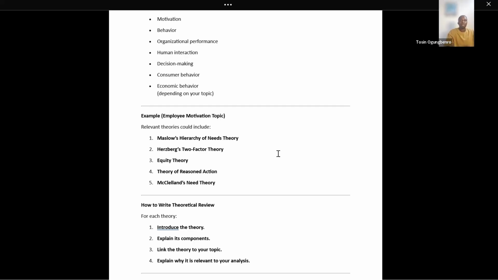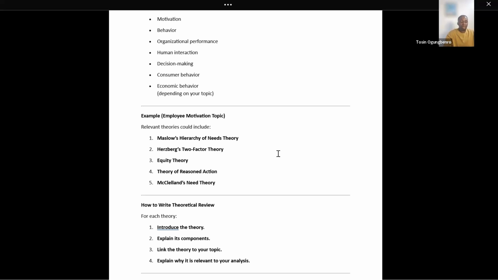Criticism. What are the criticisms? No theory is perfect. That's why you cannot have just one theory for your work. You have one theory, then another theory that complements the first. Ideally, although some works will ask for just one theory that captures your work, normally you have one main theory and one sub theory. So you have proponent, assumption, criticism, and relevance.